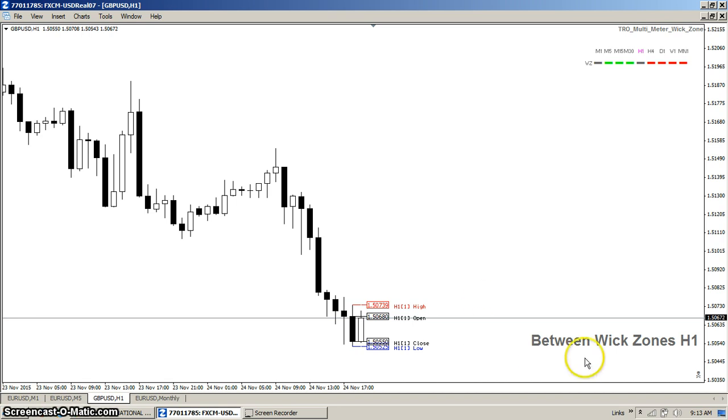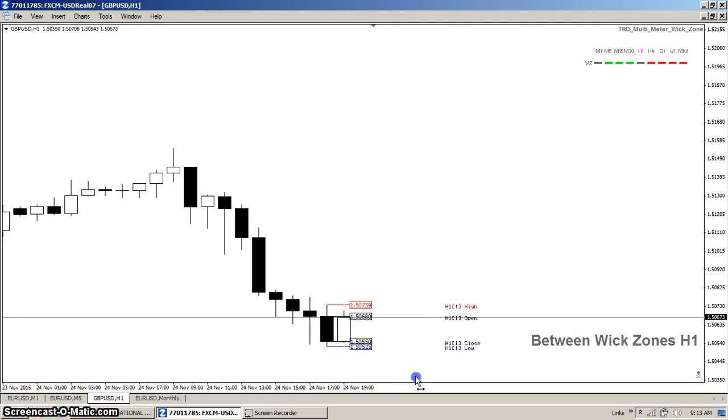So right here you can see that it's between the wick zone. Now, what is a wick zone? A wick zone is, if you take the previous candle, this is the previous candle, this is the current candle. The upper wick zone is between the top of the candle and the high, and the lower wick zone is between the bottom of the candle and the low.